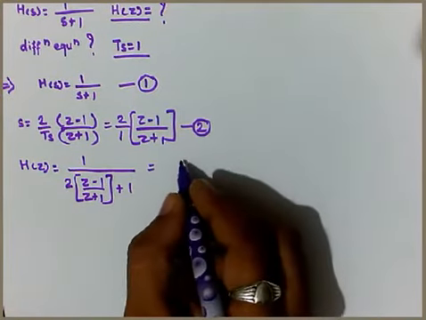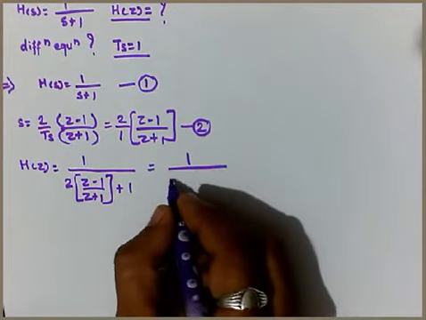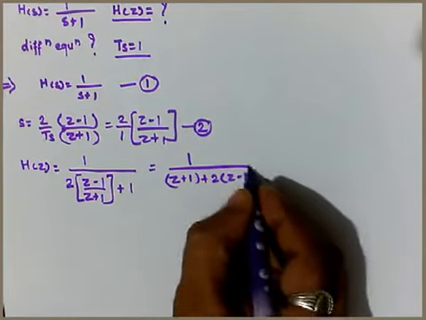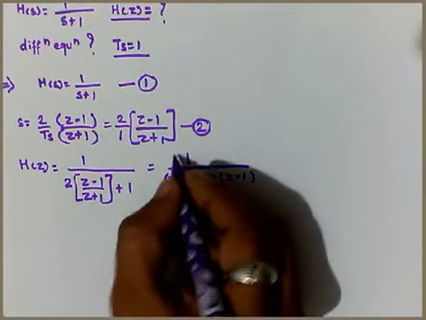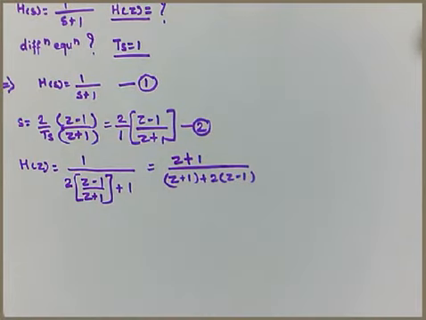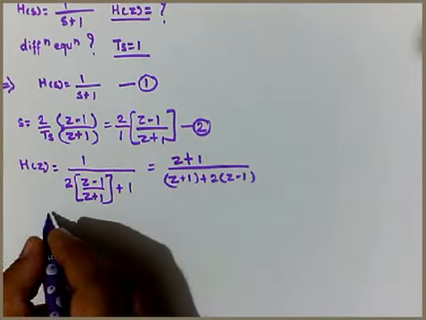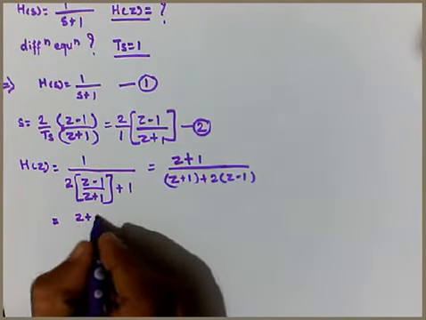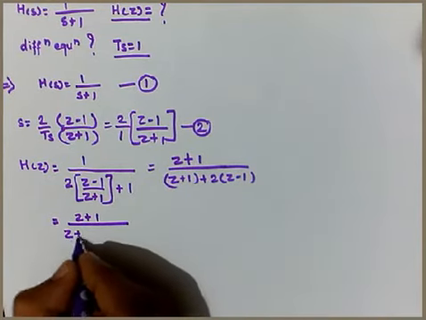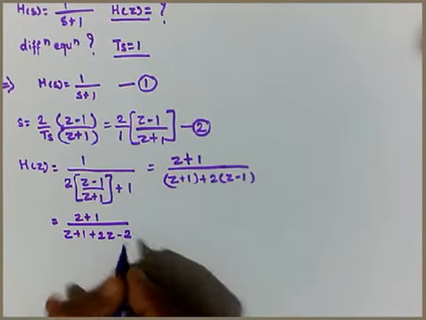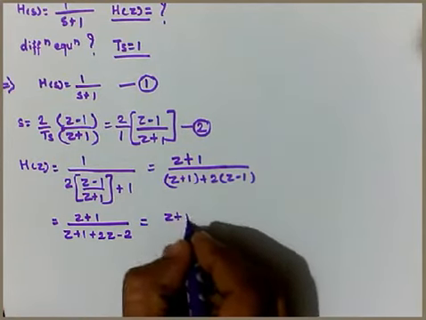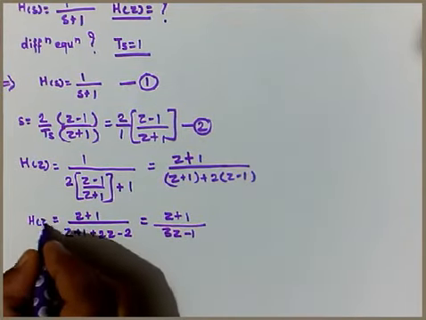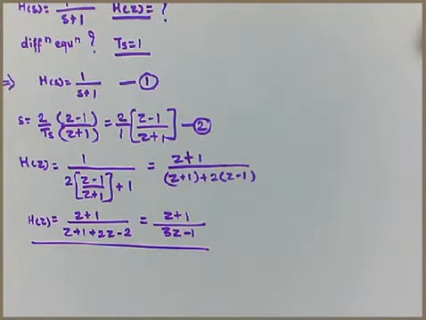Now let's simplify it. So this will become 1 upon z plus 1 plus 2 times z minus 1, and this z plus 1 will go to the numerator side, so it will be like this. So z plus 1 by this term. Now further it can be simplified like z plus 1 by z plus 1 plus 2z minus 2, which can be written as z plus 1 by 3z minus 1. So that is nothing but h of z.